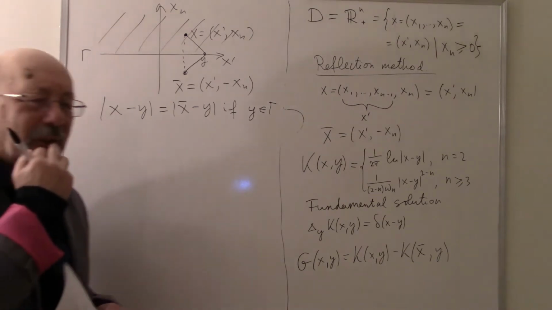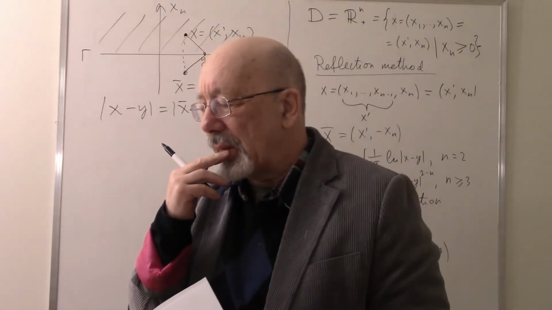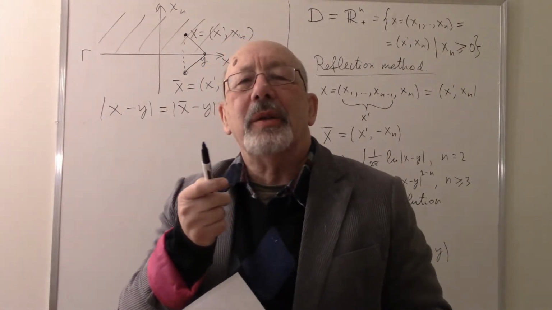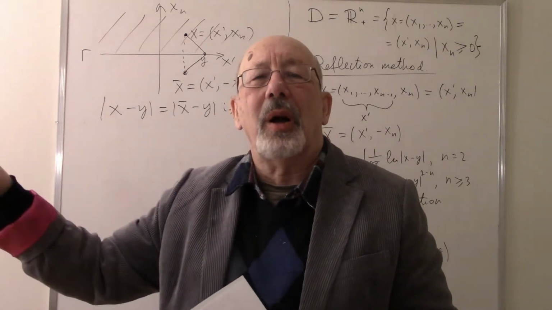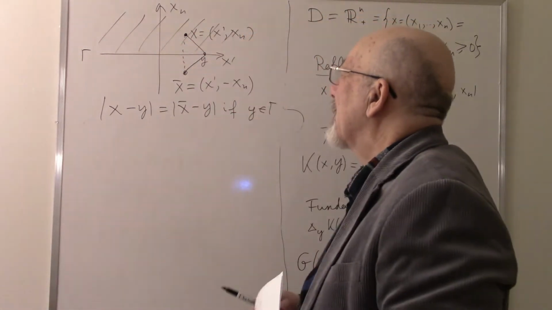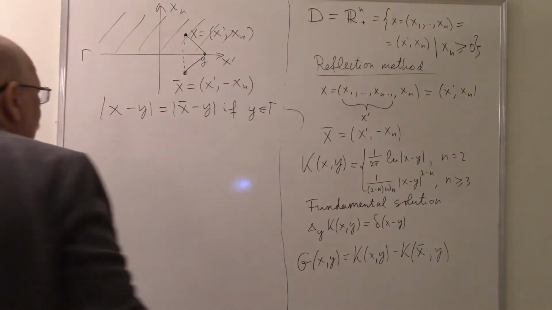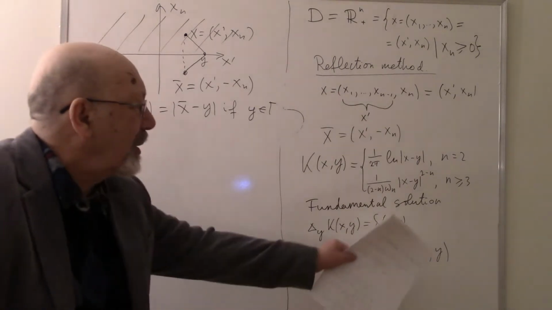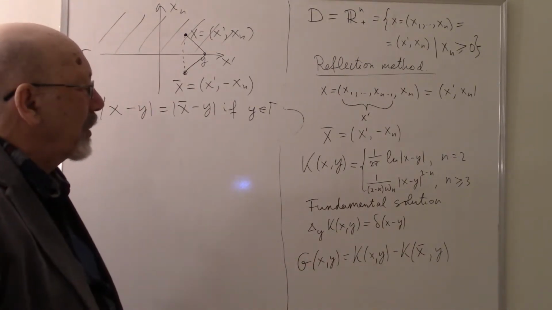So it's the same idea as we used when solving the Dirichlet problem for a string equation on a half line. Here, instead of a half line, we have a half space. So this is the Green's function. We have already found it.